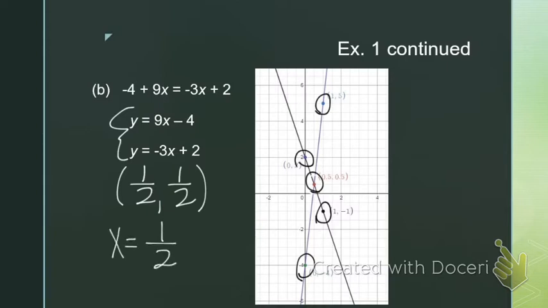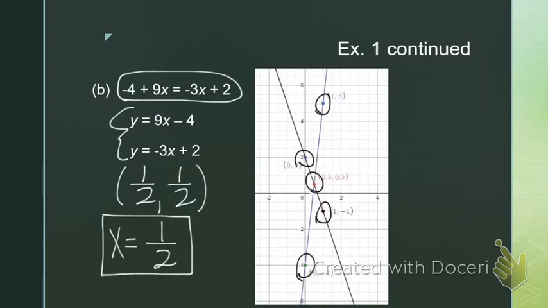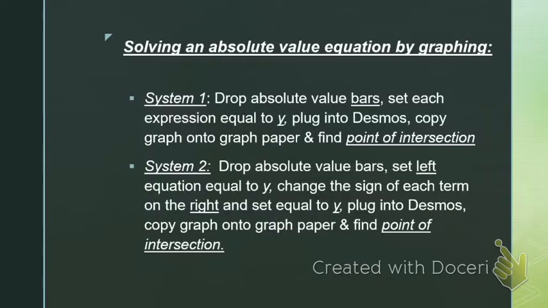Remember, if you go back to the original problem, the only variable in the original problem was x. So x is what we had to solve for. So we pull the x coordinate out of the point of intersection. So x equals 1/2 was the final answer. Now, this takes us into solving an absolute value equation by graphing.